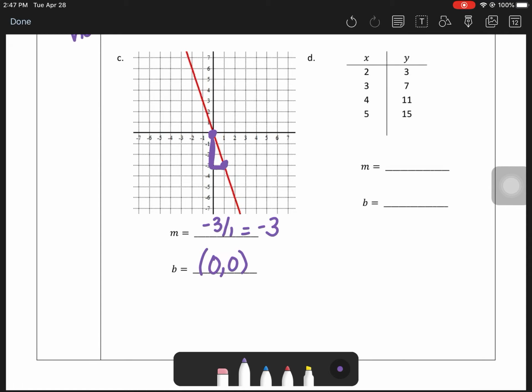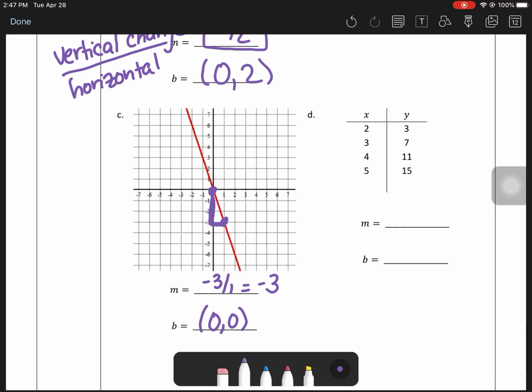Okay, let's look at our y-intercept in letter D. Remember, it has to be 0 for our x value, so we're going to go backwards. And it looks like this time we have to go backwards by 4. So 3 going backwards by 4 would be -1. And going backwards by 4 would be -5. So our y-intercept is at (0, -5). Our slope, remember, is our vertical change over our horizontal change. So it's 4 over 1, which is 4.